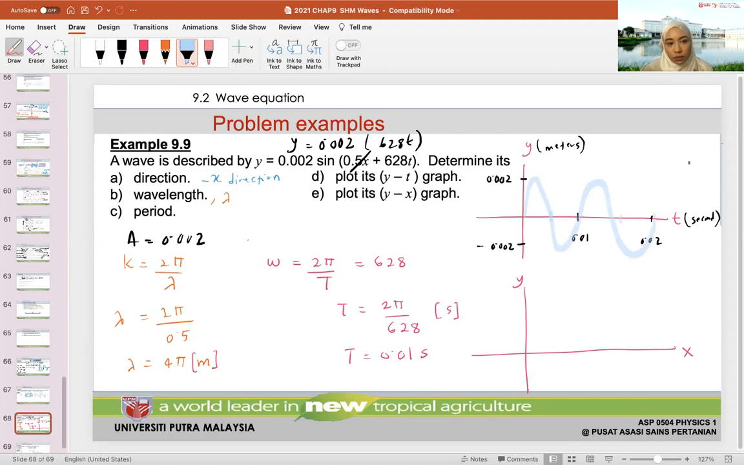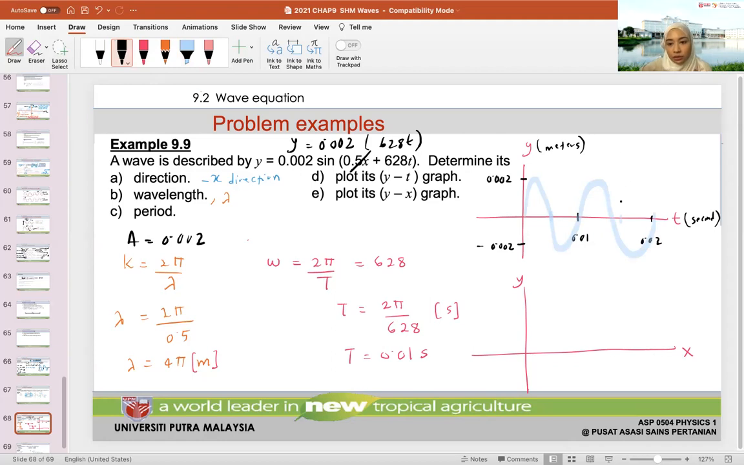It's two cycles. One cycle is 0.01. It has to touch the amplitude. The amplitude should be labeled according to the value in your equation, so you must label all these numbers. Okay, next one, y versus x.